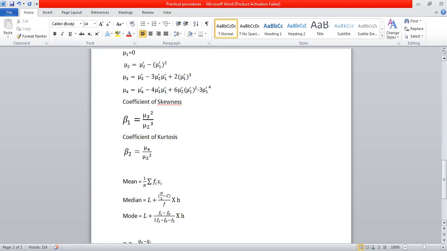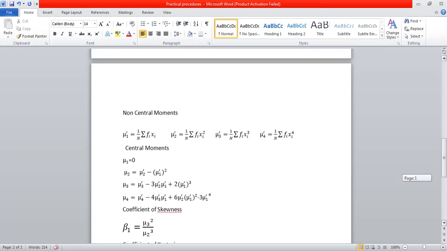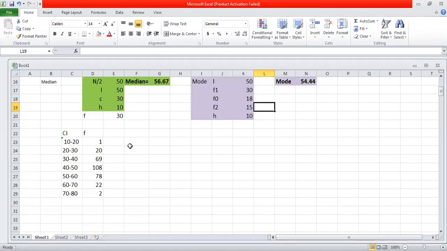So for this, we need non-central moments. What are the non-central moments formulas? Mu1 dash is 1 by n summation fi xi. Mu2 dash is 1 by n summation fi xi square. Mu3 dash is 1 by n summation fi xi cube. Mu4 dash is 1 by n summation fi xi power 4. So this one you feel lengthy, but it's very easy. By seeing all the formulas, you don't get panic.